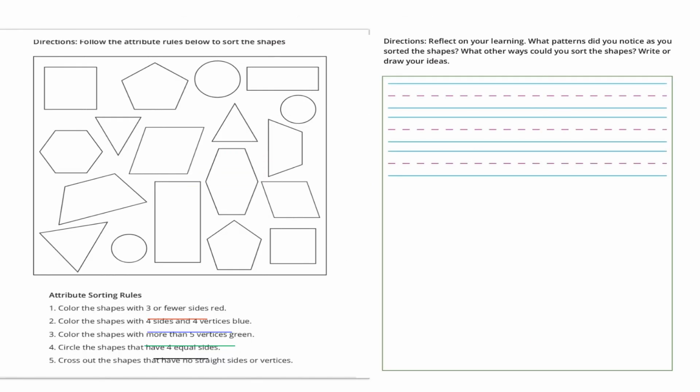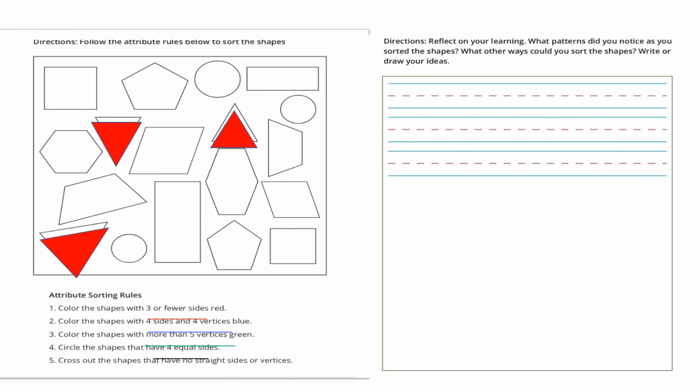Now, follow the attribute rules below to sort the shapes. Number 1, color the shapes with 3 or fewer sides in red. Do we have any shapes with fewer than 3 sides? No. The least number of sides is 3. And the shape with 3 sides is called what? Triangle. Yes, great. So we will color all triangles in red.